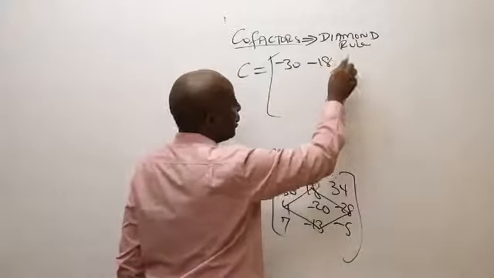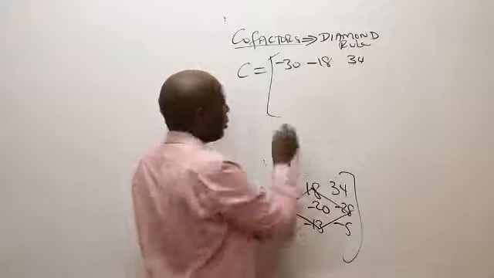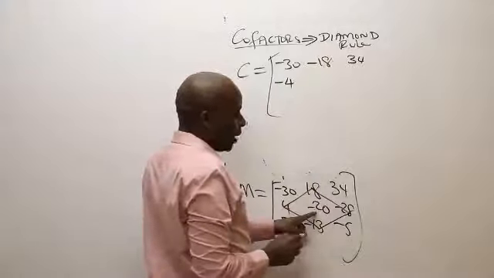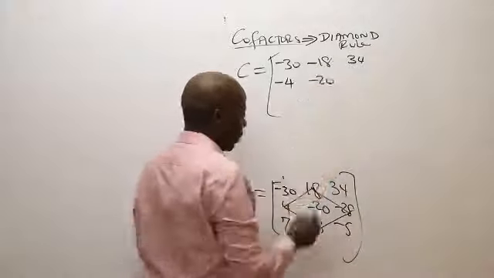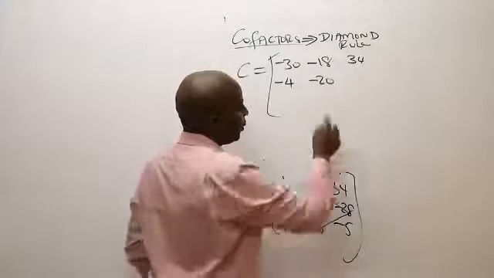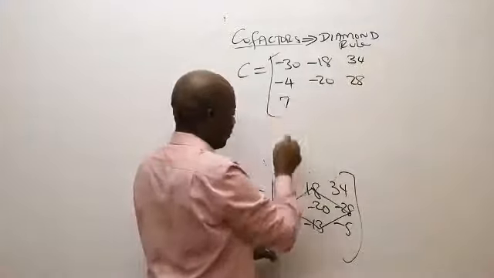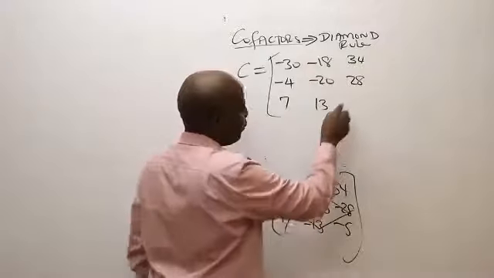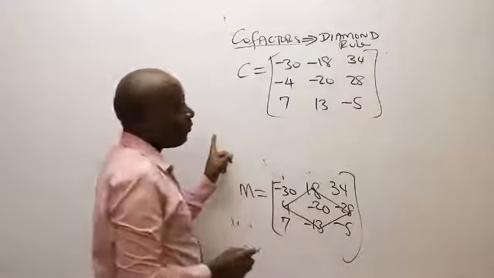Then we have, ladies and gentlemen, 34. Of course, this has a corner, so we have here minus what here? Minus 4. This will remain because it doesn't have a corner. So minus 20. Then we have here 28. So come here, we have 7. This gives us positive what here? 13. This gives us negative what, ladies and gentlemen? Negative 5. So ladies and gentlemen, these are the cofactors.